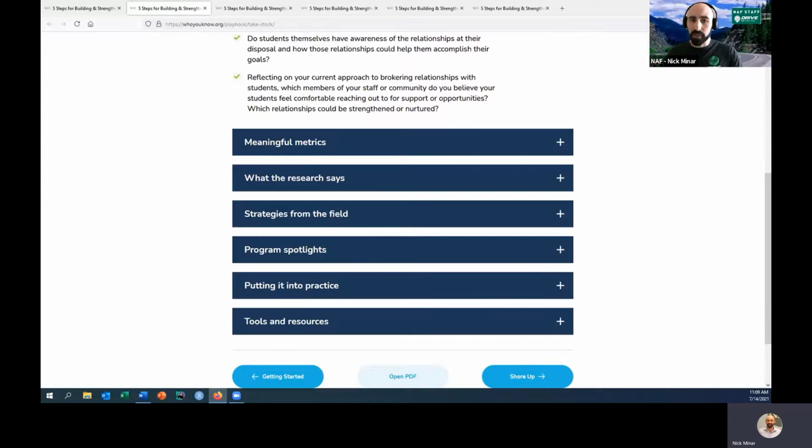And then there's also a section called Putting It into Practice, where the reader can download kind of helpful worksheets to accompany, that are pertinent to that particular step. And then lastly, there's literally a long list at the end of each section about tools and resources, where the reader can be directed if they want to explore more, outside of what is in this playbook. Did I miss anything in there, or does that pretty much sum up the different subsections?